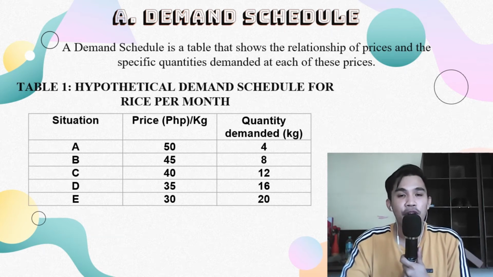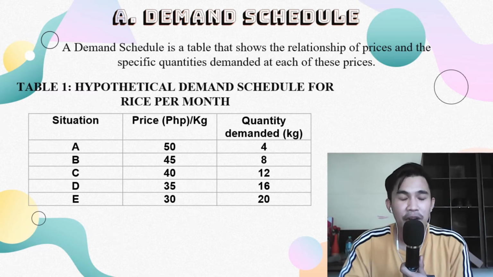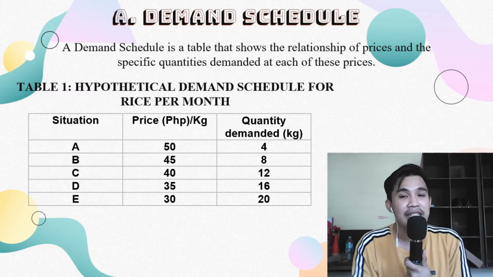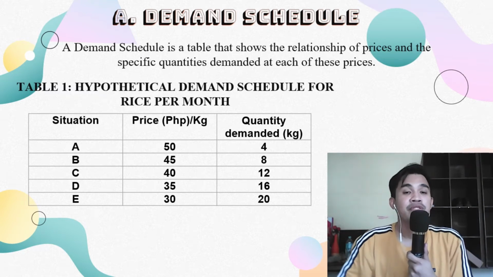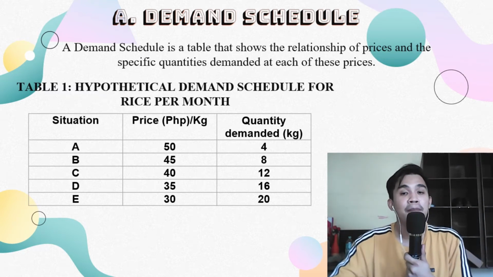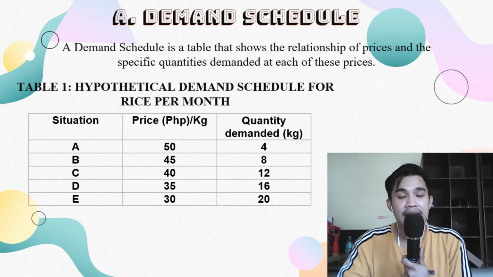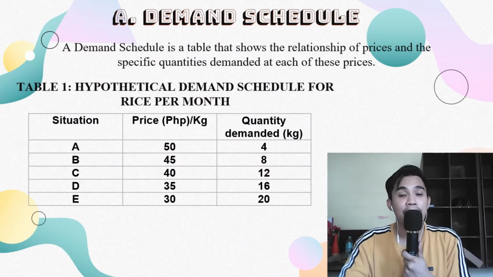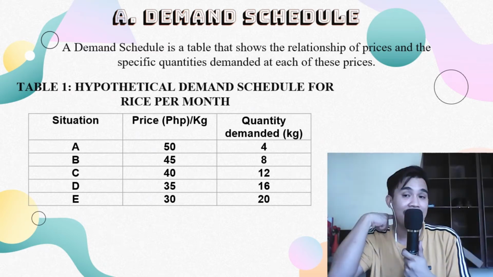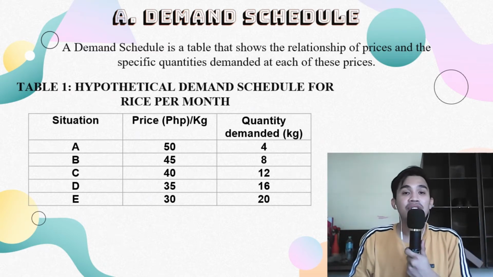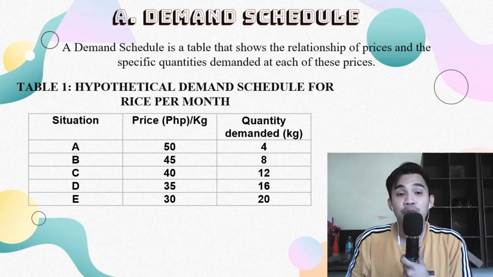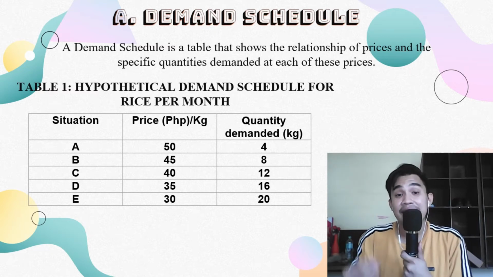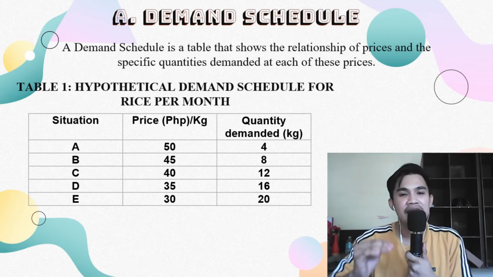For C, we have 40 pesos, and then the quantity demanded is 12 kilos. Then for situation D, 35 pesos, then ang mabibili ng mga consumers is 16 kilograms. Then for situation E, we have 30 pesos and the quantity demanded is 20. So as you notice, the price from situation A to situation E is decreasing, diba? So from 50 naging 30.